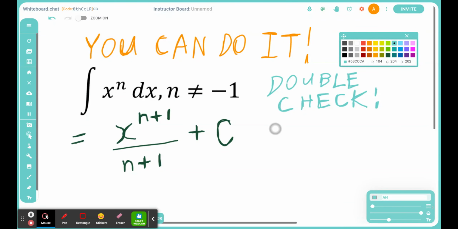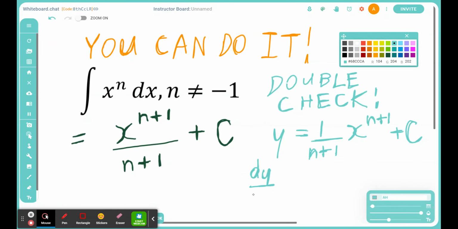I go back and I write down y equal to 1 divided by n plus 1 times x to the power of n plus 1 plus c. You can bring this coefficient to the front. And the goal is to find the derivative. If we're doing it right, we should get the question back. Again, the derivative in this context could be dy by dx. You can also write y prime.